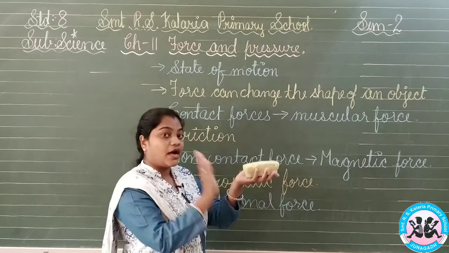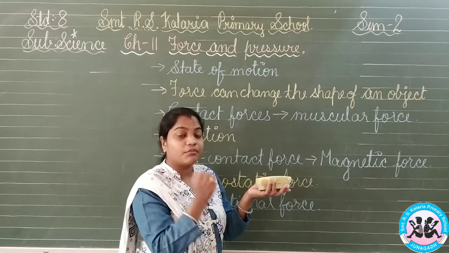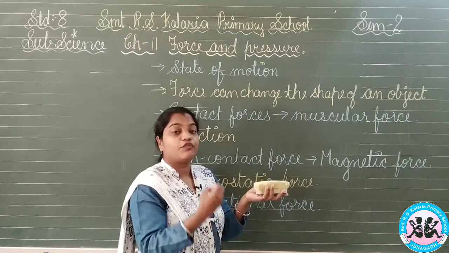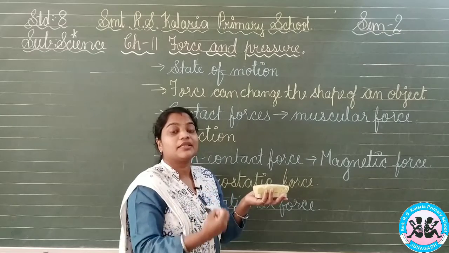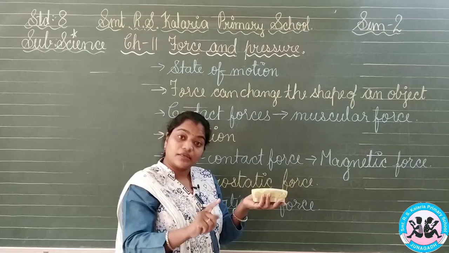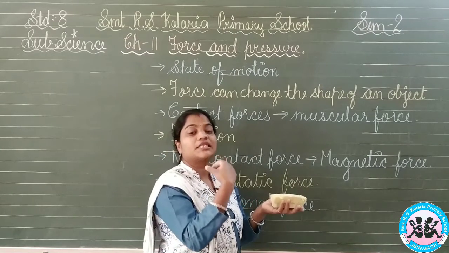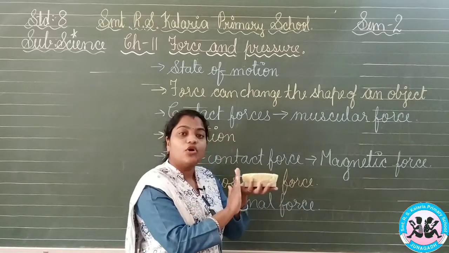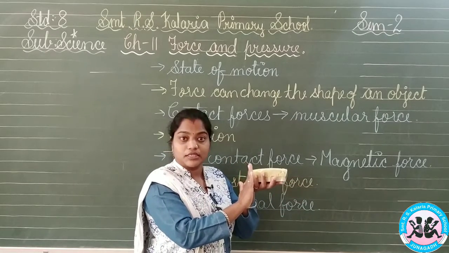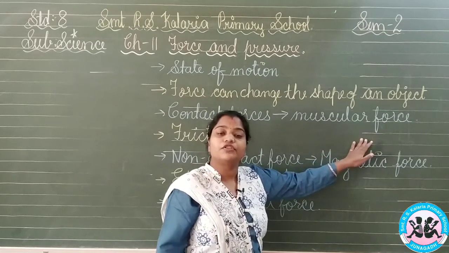Now you know that I am contacting the duster, but what I am doing from my body is applying a force to the muscles. I am making the energy in the muscles to move. So this is given another name also, that is known as the muscular force, because my muscles are working over here to move the duster from one place to another. So the name given to the contact forces is the muscular force also.